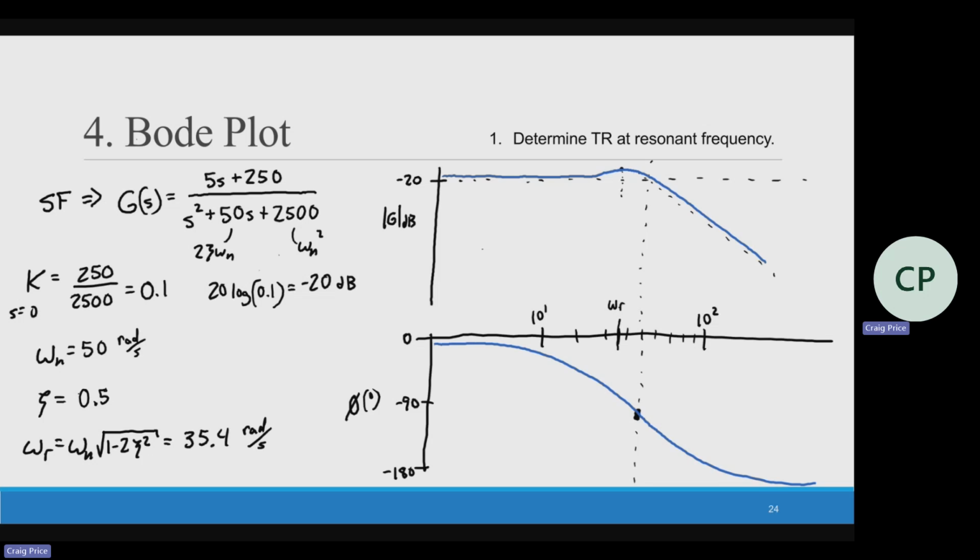Now, if I plotted this in MATLAB, it might be slightly different. However, the DC gain is still the same. I could just say all the s's go to 0. I'm left with that. K is equal to 0.1. So if I take 20 log of 0.1, that's equal to negative 20 decibels. That's my starting point on the Bode plot when it comes to magnitude. We can find the natural frequency. Then from that, we can find the damping ratio.